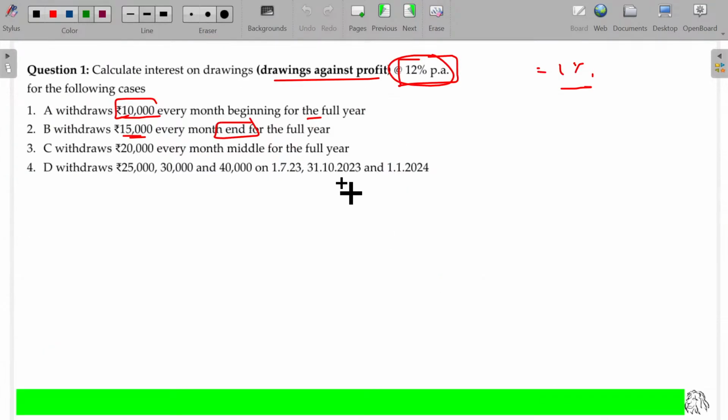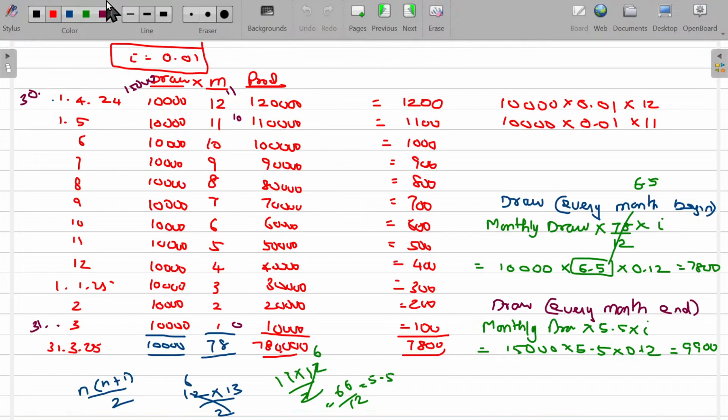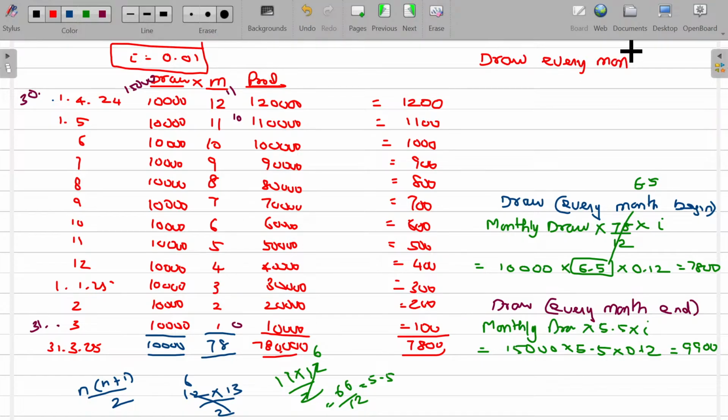Clear? Now what happens here? C withdraws 20,000 every month, in the middle. In case of drawing every month middle, what can you do? If drawing happens every month middle, 6.5 is for the beginning, 5.5 is for the end. In the middle means it's half of these two. 6.5 plus 5.5 divided by 2, that is 6.